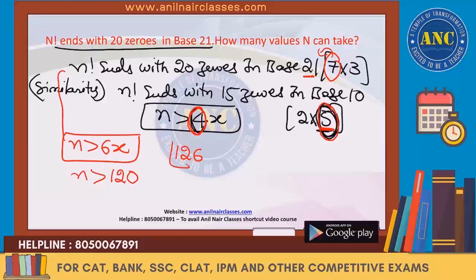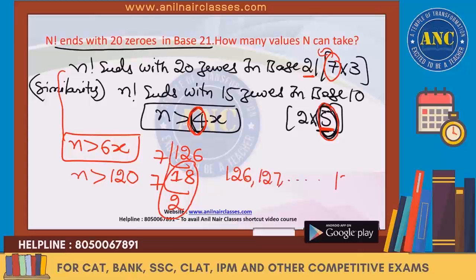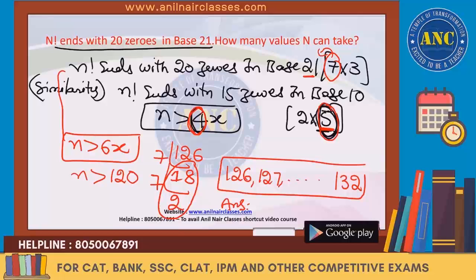So 126. 7 1s are 7, 7 8s are 56, 7 2s are 14. What is 18 plus 2? 20. So from 126 till the next multiple I will get the answer, till 132. 126 till 132. How many values can it take? 7 values it can take. I hope the idea is clear to you.